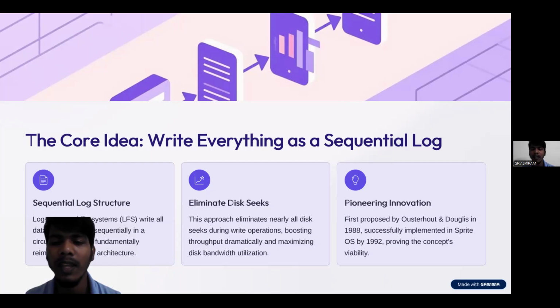And when we talk about the pioneering innovation, this was first proposed by Ousterhout and Douglis in 1988, and successfully implemented in Sprite OS by 1992, proving the concept's viability.